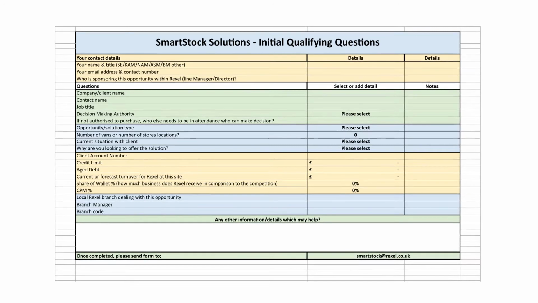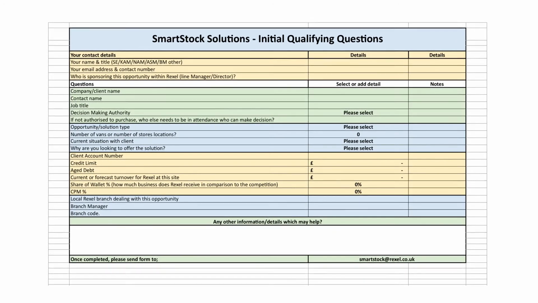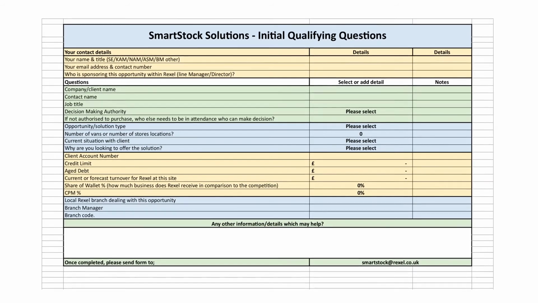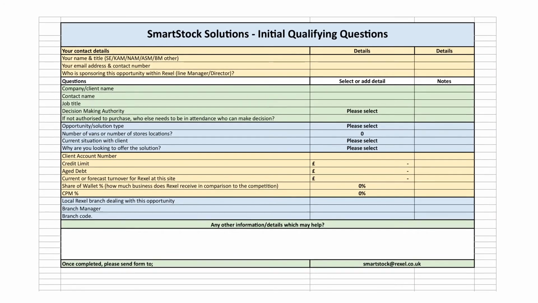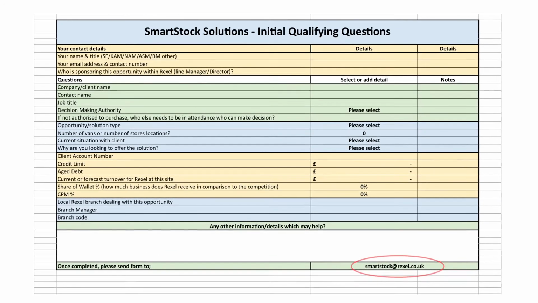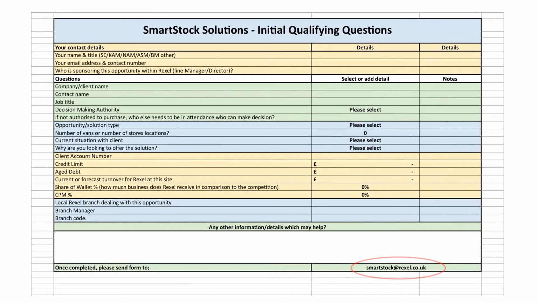Now your customer has received all the information and benefits of SmartStock solutions and they've expressed an interest in signing up. They'll be required to complete the Initial Qualifying Questions (IQQ). This form will need to be submitted to smartstock@rexel.co.uk for the agreement to be authorised and mobilised.